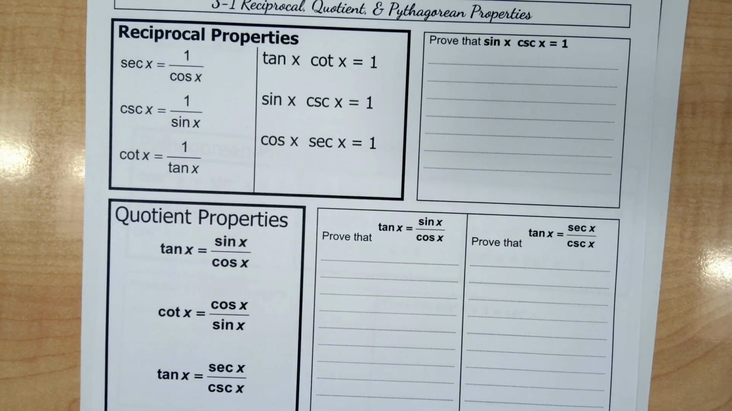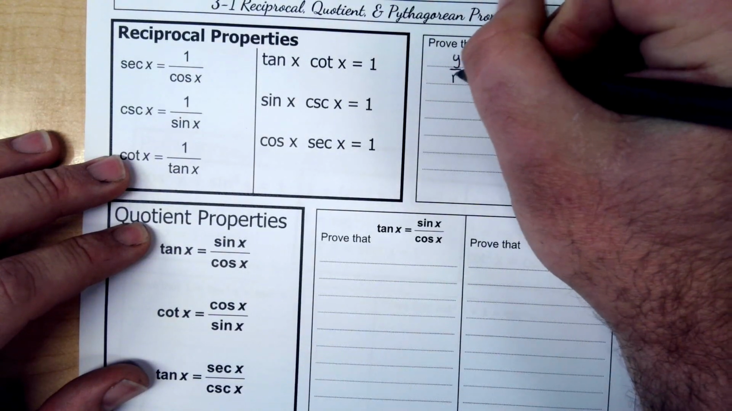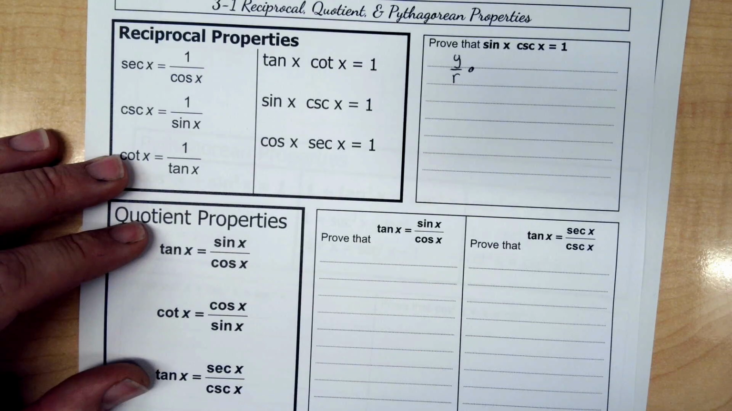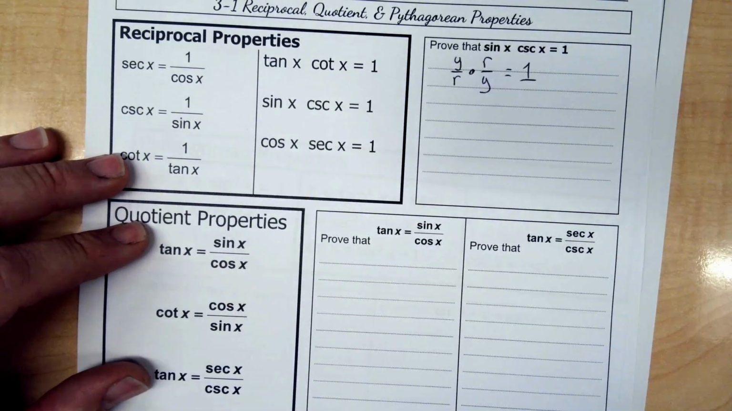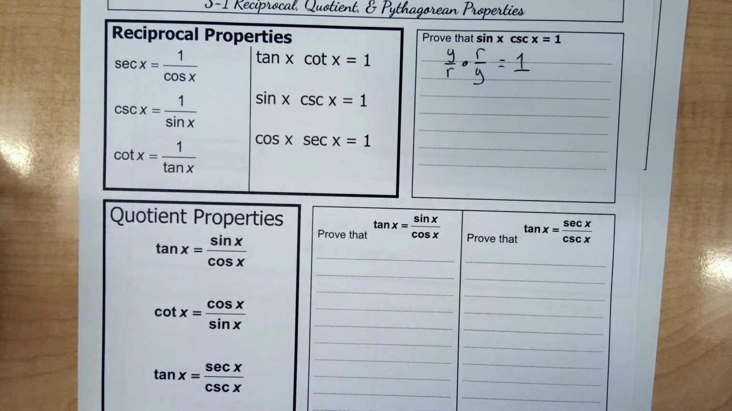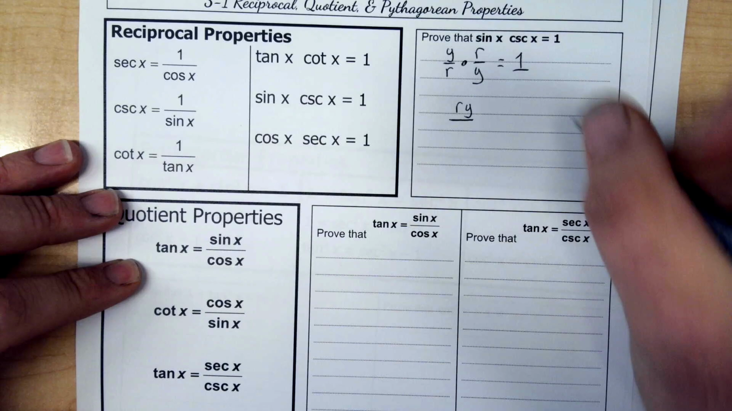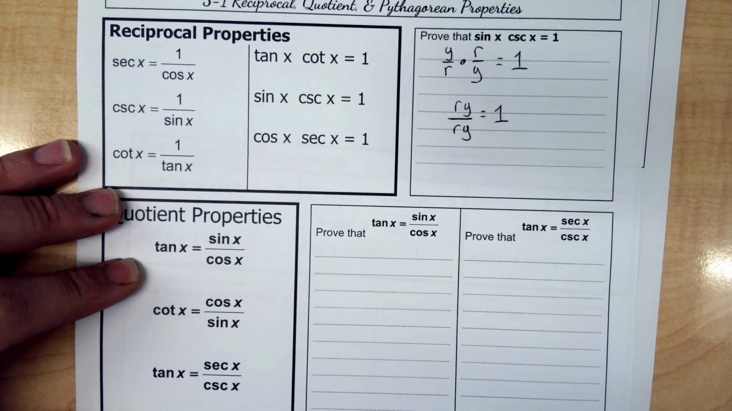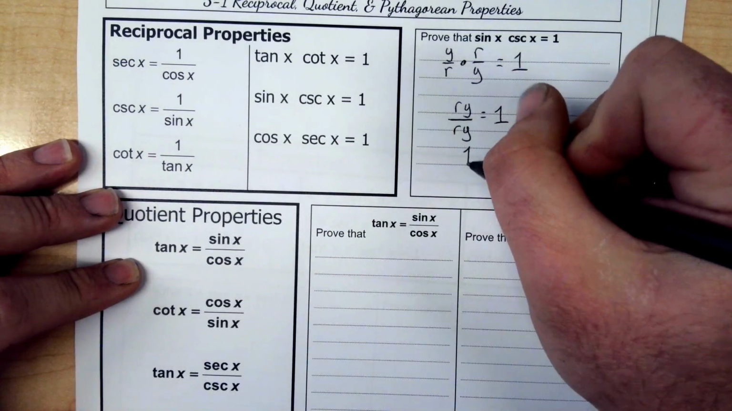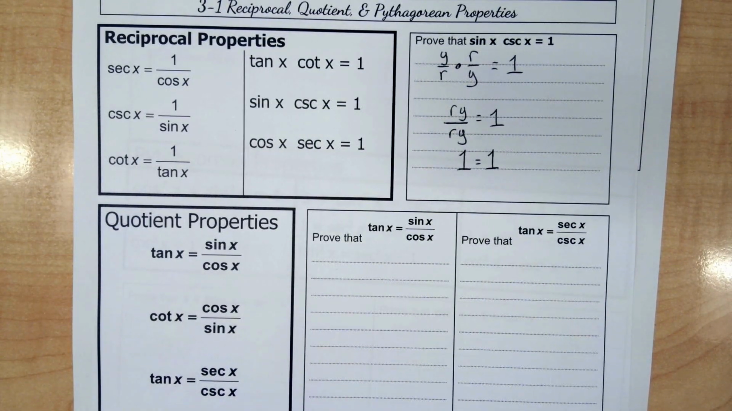So for example, we need to prove that the sine of x times the cosecant of x equals 1. Well, the sine of x, again, we could write as y over r, and the cosecant of x we can write as r over y, and all of that is supposed to equal 1. So if we simplify and multiply, y times r, let's keep that in alphabetical order, ry over ry. And now we have a number over itself equals 1. So that means that this is an identity, that this number does actually equal itself.